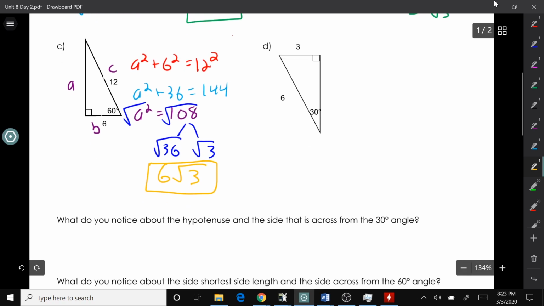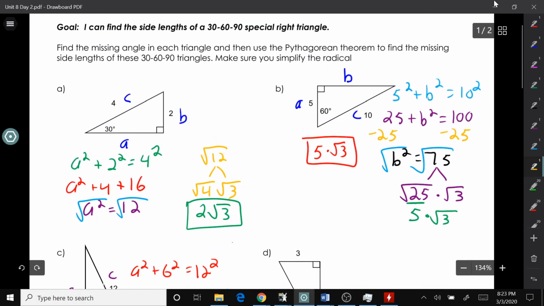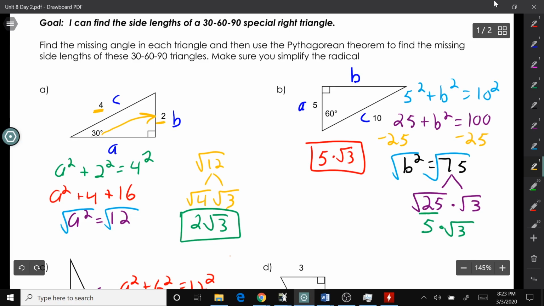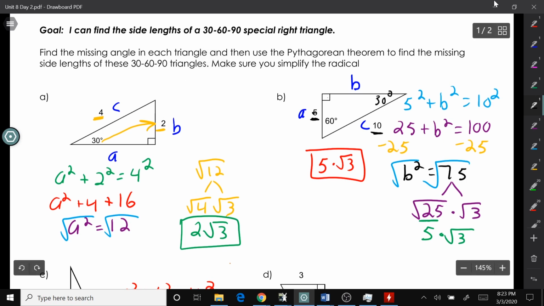So the first thing I want us to look at is, what do you notice about the hypotenuse and the side that is across from the 30-degree angle? So in here, our hypotenuse was 4. The side across from the 30-degree angle is 2. Right, in example B, our hypotenuse is 10. Well, this is our 60-degree angle, which means this must be 30 degrees, because 60 plus 90 plus 30 is 180. And the smaller side, or the side across from 30 degrees, is 5.